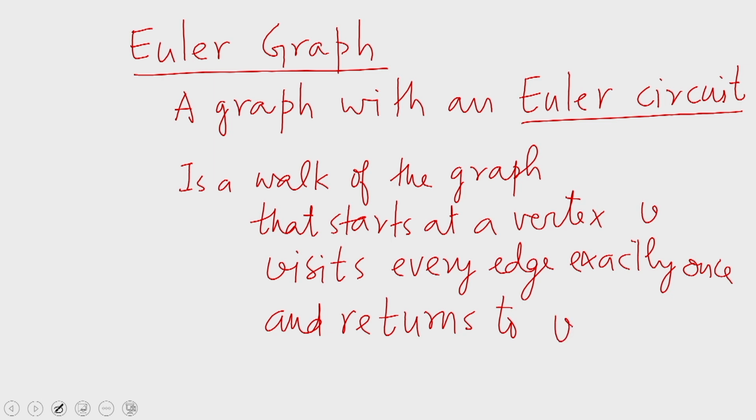So, as you can see, the vertex V has no real significance. You could start the walk at any node. So, if you simplify the definition, it would mean that an Euler circuit is just any circuit in the graph that visits every edge exactly once. Not every graph has an Euler circuit.